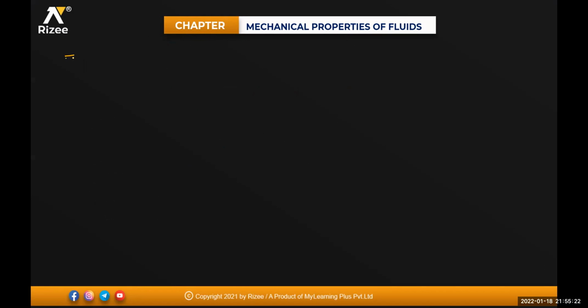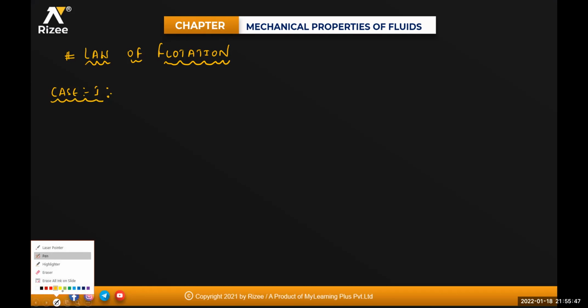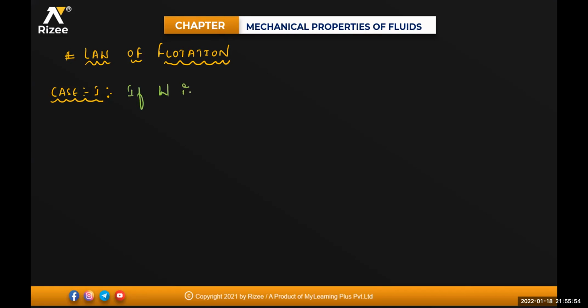Next heading, law of flotation. Okay, case number 1. First one is if W, that means weight of the body, is greater than buoyant force FB. W is greater than your buoyant force.